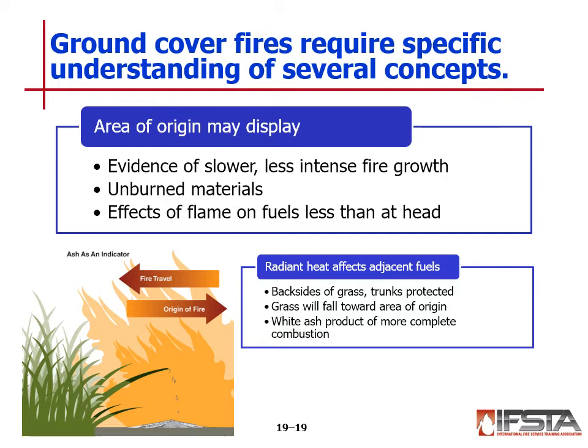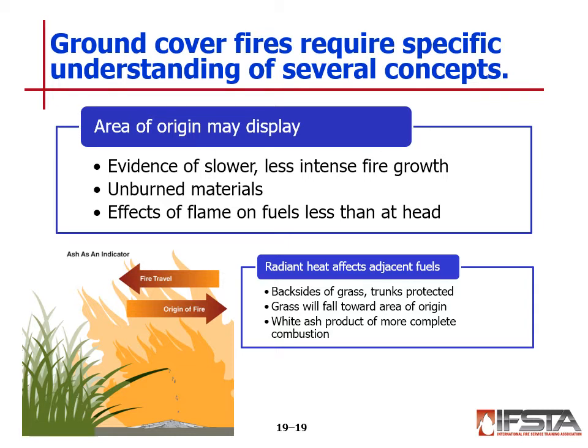Going back to fire behavior and heat transfer, radiant heat affects adjacent fuels, and it affects the side of the fuel that faces that radiant heat, right? So you'll see the back sides of blades of grass, or the trunks of trees, protected. You won't see fire or heat damage there. It'll be on the front.